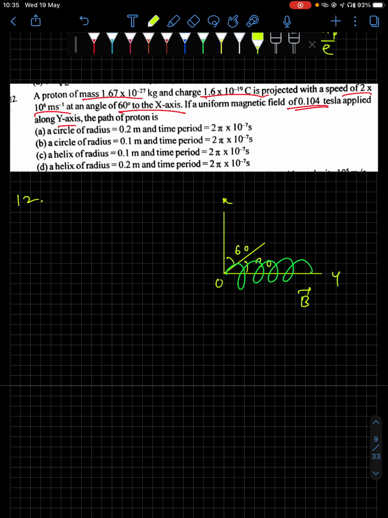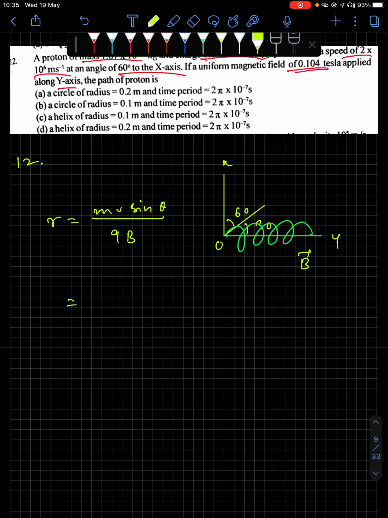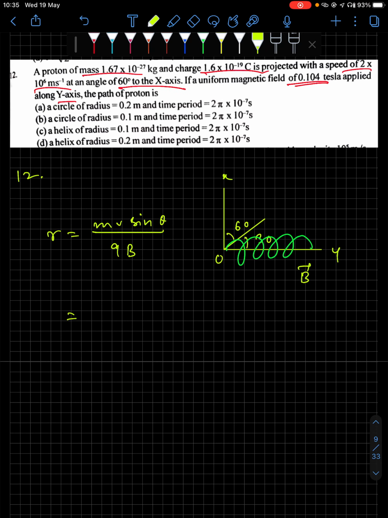So for that our relation was R equals mv sin theta divided by qB. What is the mass given here? Mass is 1.67 times 10 to the power minus 27. Speed is 2 times 10 to the power 6, and sin 30, right?